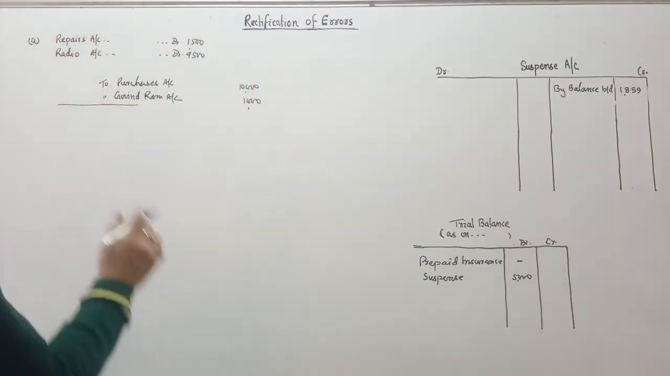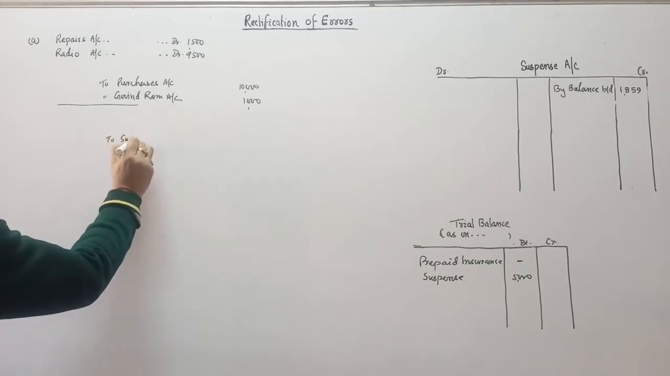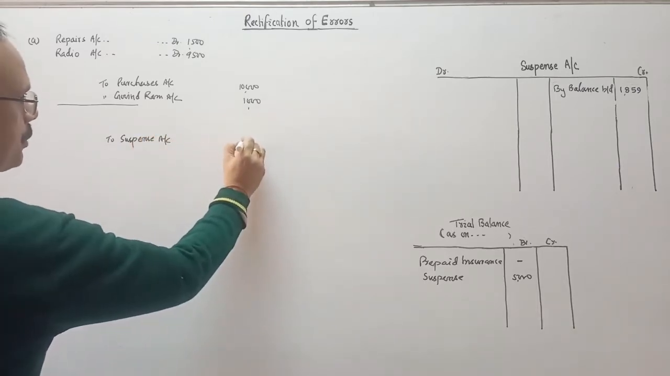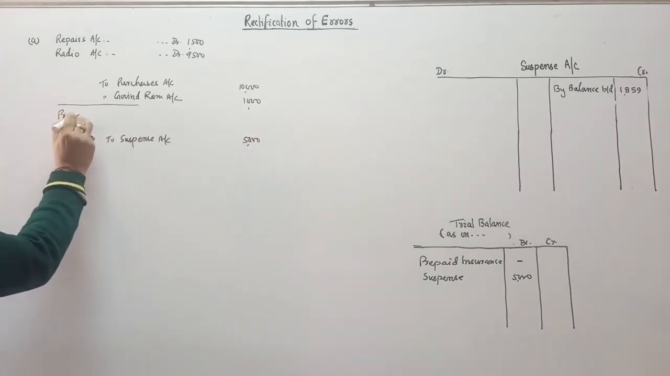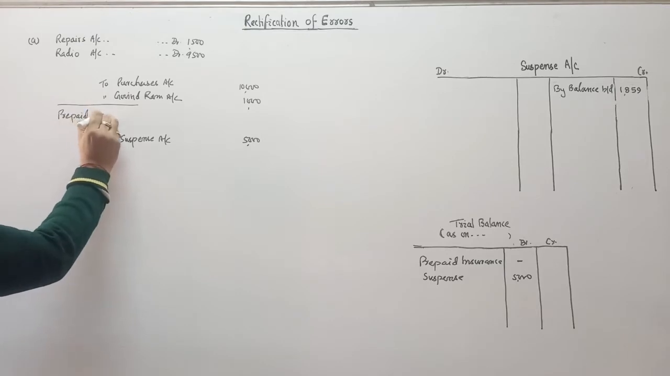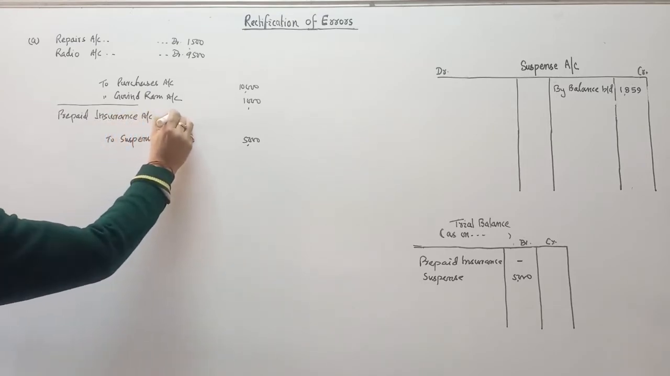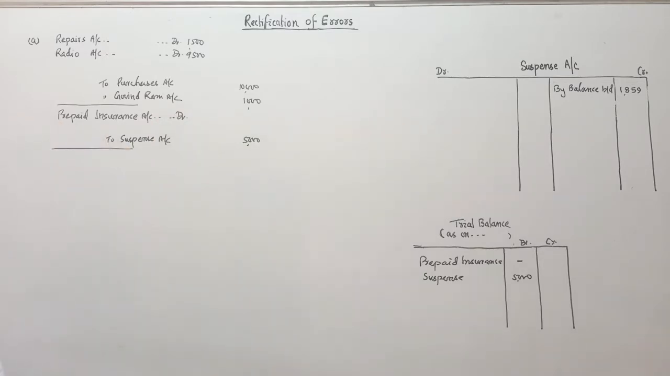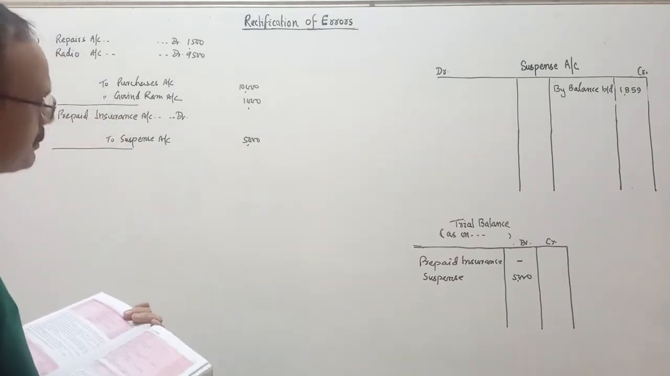Now what we'll do is cancel the suspense account. You credit the suspense account for cancellation purpose. You cancel the suspense account after knowing the facts. You cancel the suspense account and debit the prepaid insurance account. You debit the prepaid insurance and credit the suspense account. This is the next entry.